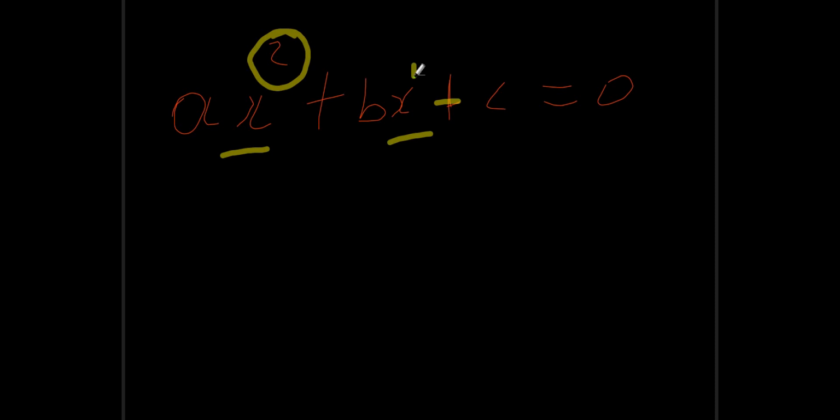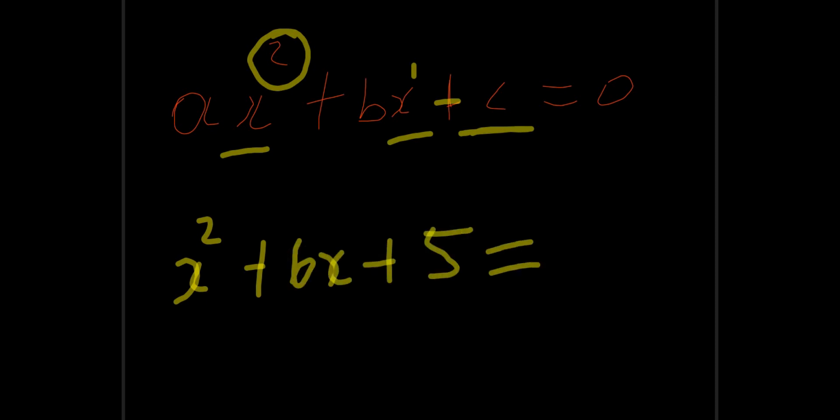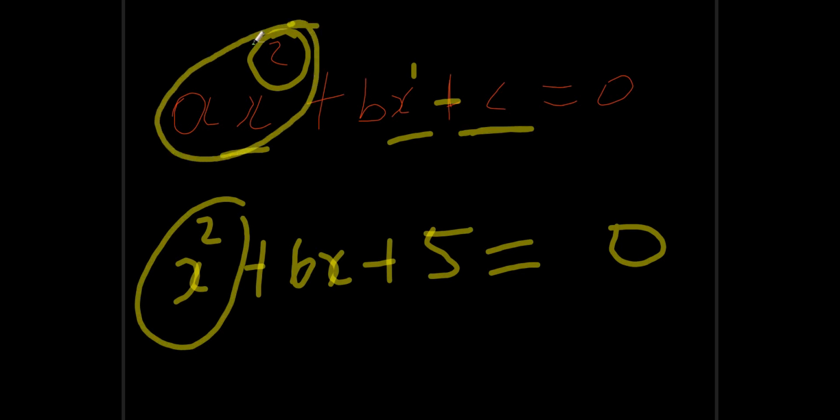Here is just a 1. This is a constant, so we don't have any variable attached to this c, which is a constant. If I were to write an equation that copies this, I could write something like x squared plus 6x plus 5. Let us try to understand these terms in the equation.